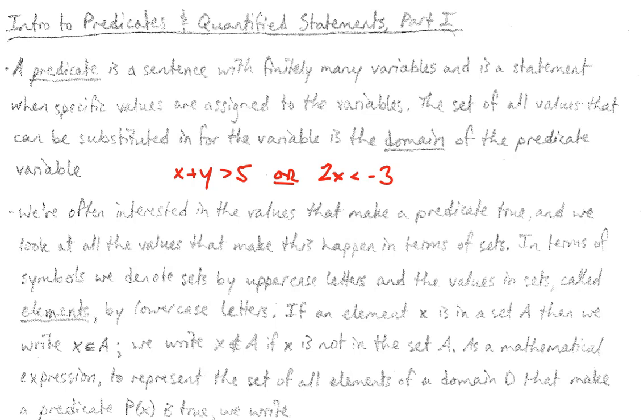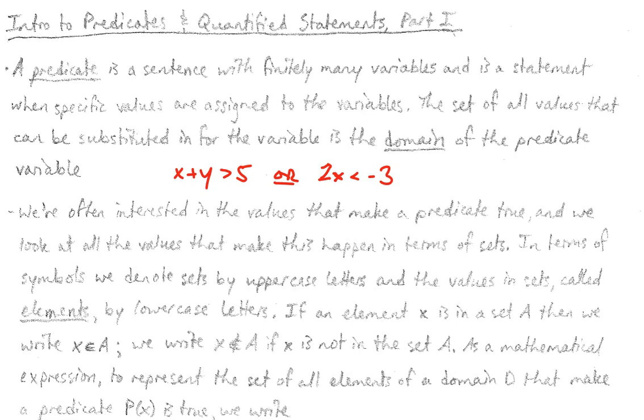Now, what the heck are predicates and what the heck are quantified statements? A predicate is a sentence with finitely many variables in it and is a statement when specific values are assigned to the variables inside of the predicate. The two expressions that I have here, x plus y is greater than 5, as well as 2x is less than minus 3. These are examples of predicates. They each contain a finite number of variables, and just as is, it may or may not be true.